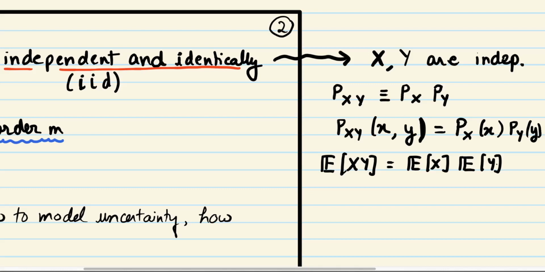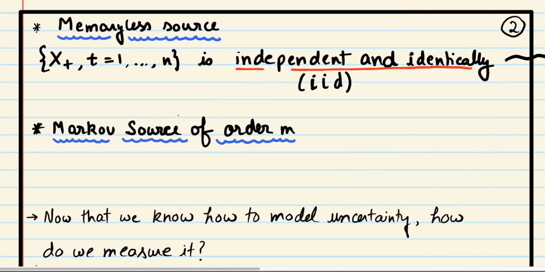So just revise these concepts, revise the concept of independent random variables, and revise the concept of uncorrelated random variables. For the most part, the models that we look at in this course will assume that the source is memoryless and these random variables xt are independent and identically distributed.